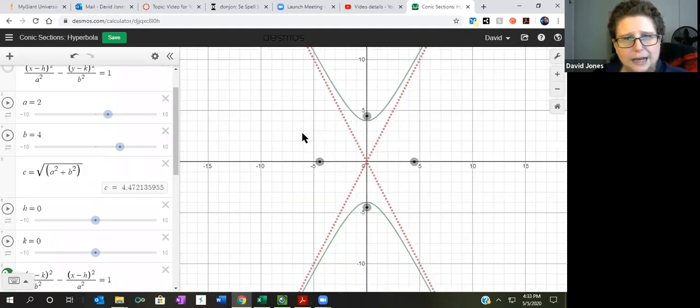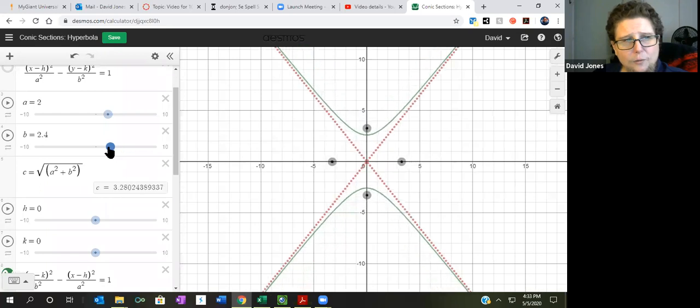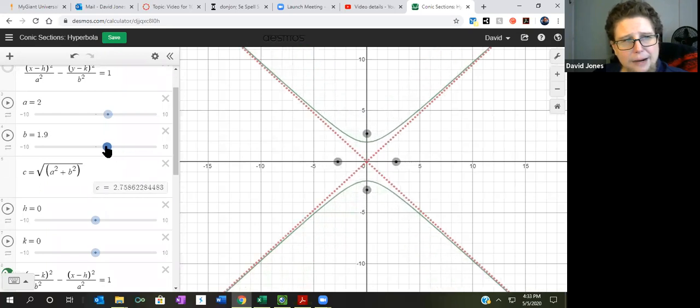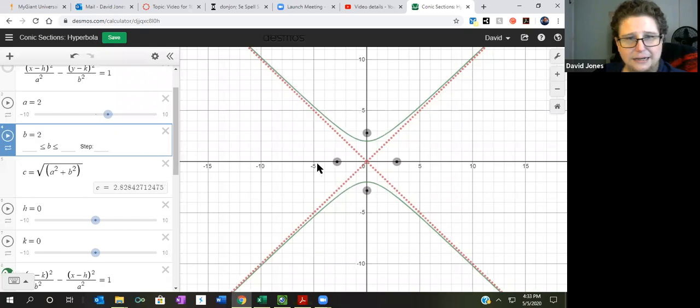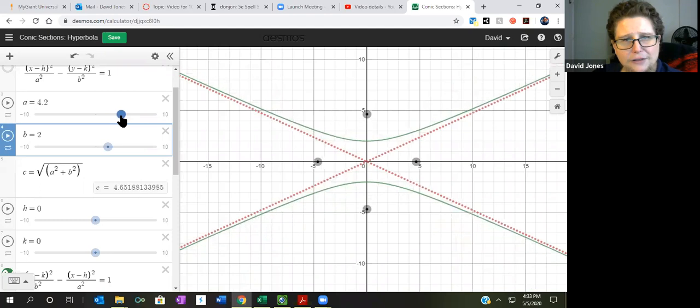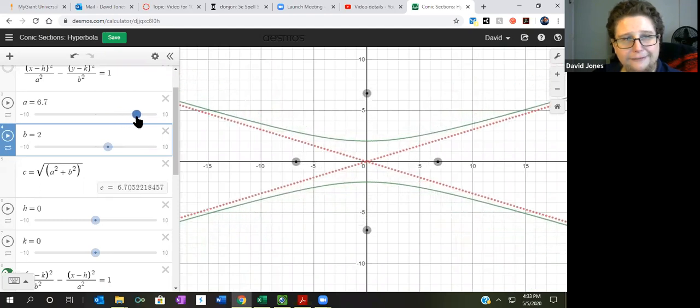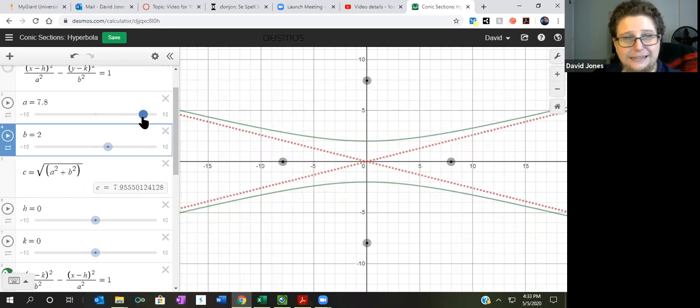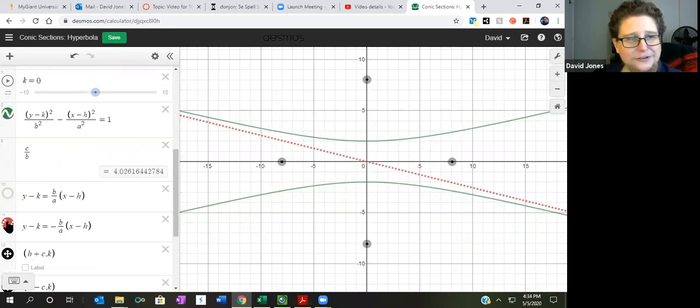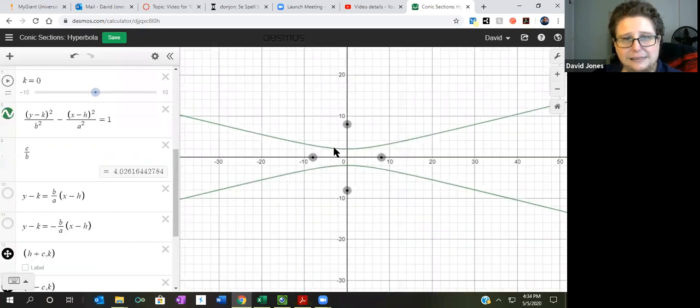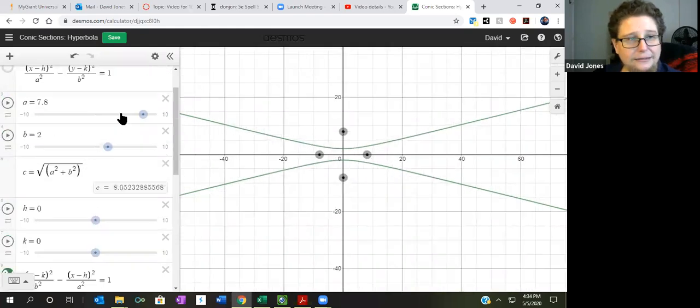I want you to see what happens right now. It's opening up and down along B. When we make B and A about the same, it actually makes this giant X looking thing. It really does look like an X. When A increases, now those hyperbolas get really flat. You see that? Let's turn off the asymptotes for a second. The hyperbolas are getting really flat.